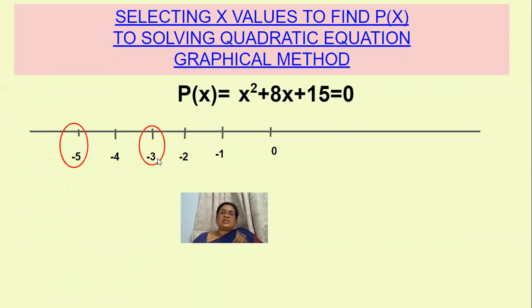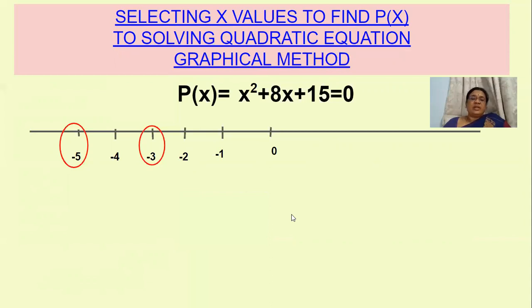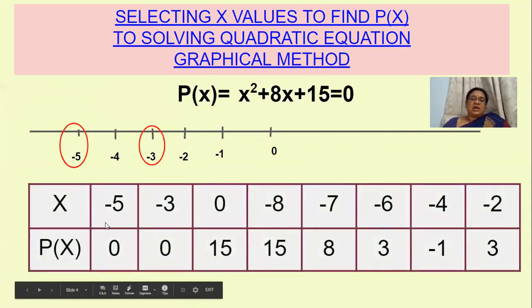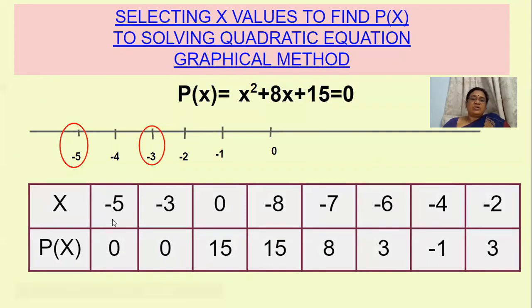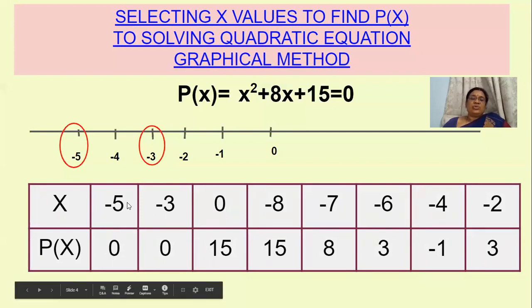These two are the zeros for this quadratic polynomial, and we will take x values in such a way like -5 left side number and -3 right side number, and in between numbers also we'll select, so that we'll get a perfect graph. And I have made a table. See here how I selected the x values. See, -5, -3, these two are zeros. So there is no need to solve this.